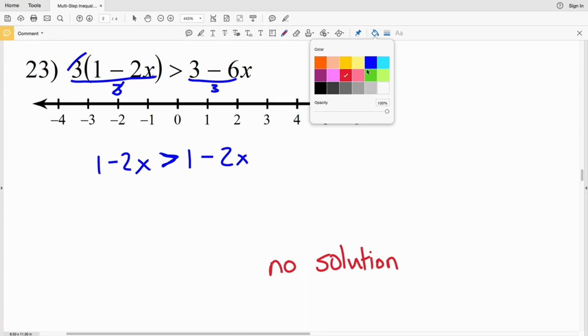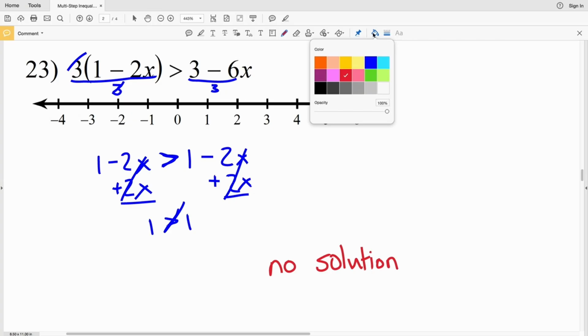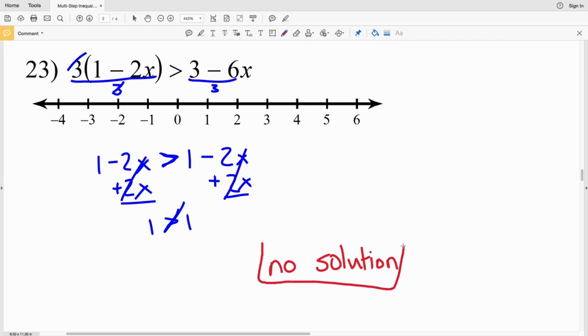And if you want to do a little bit more of the math, you can go ahead and add 2x to both sides so that the 2x's will cancel out, and you can see that 1 greater than 1 is not true. So therefore, there is no solution for number 23.